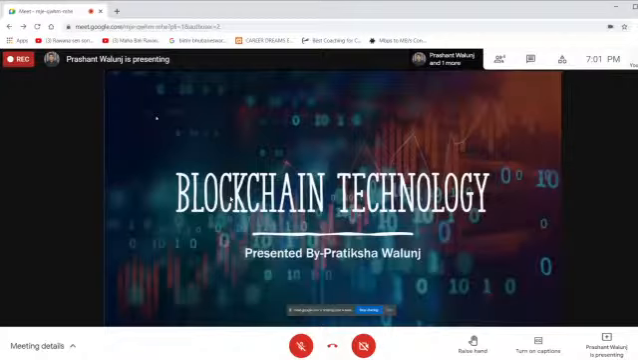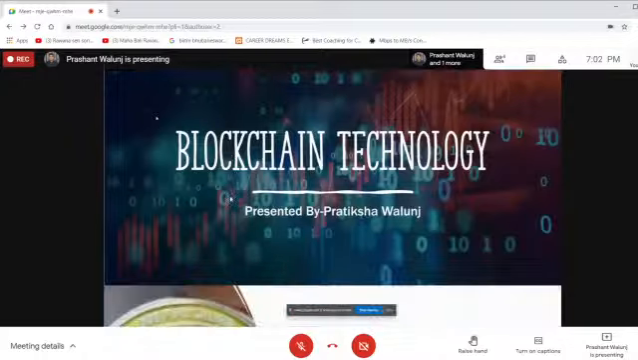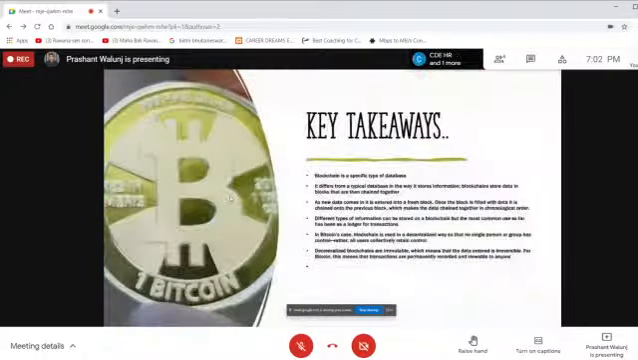I would like to give you a brief breakdown of blockchain technology. Everyone knows about the blockchain, right? But there are some myths, and some key takeaways you should know. The blockchain is a specific type of database. It differs from a typical database in the way it stores the information.